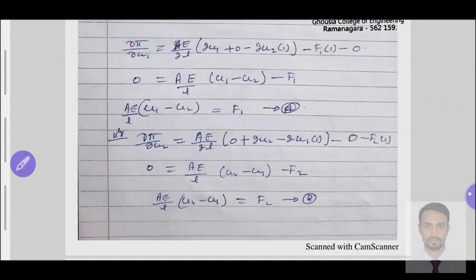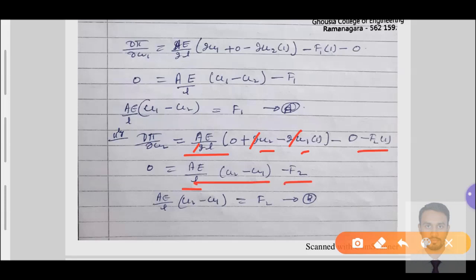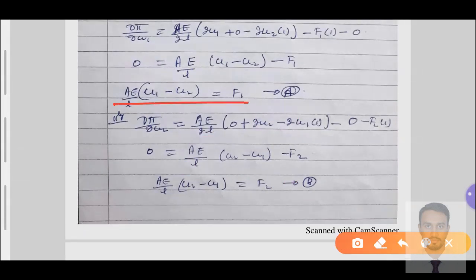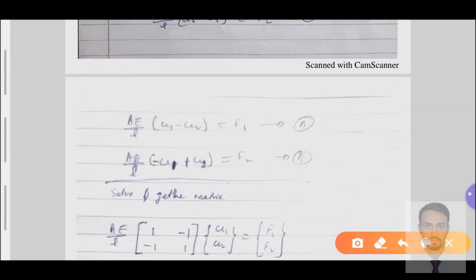So when I rearrange this equation, the 2 will get cancelled here. Then AE by L into u2 minus u1 minus f2. Rearranging, I'll take f2 on the right-hand side. AE by L u2 minus u1 on the left-hand side is equal to f2, give it as equation number B. Equation A: AE by L u1 minus u2 is equal to f1, call it equation number A.